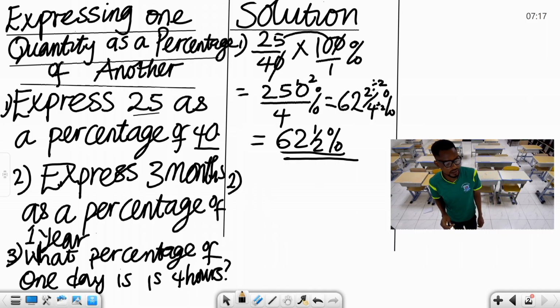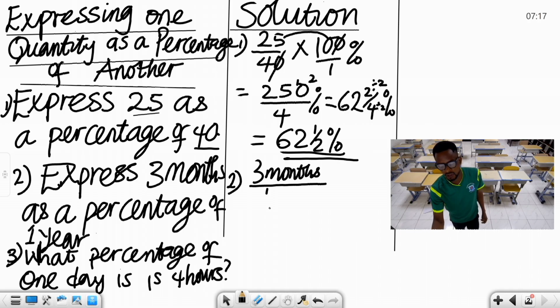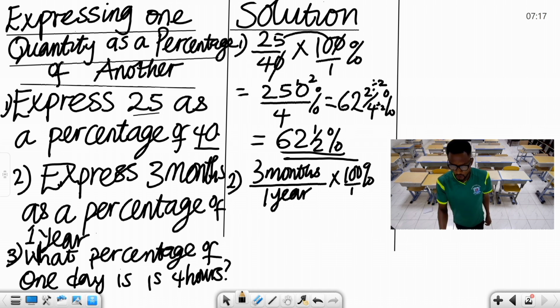Express 3 months as a percentage of 1 year. Three months over 1 year multiply by 100% over 1. Now, month and year are not the same measurement. So convert the year to month so that they be of the same thing. You can't divide values in mathematics when they are not of the same unit of measurement.